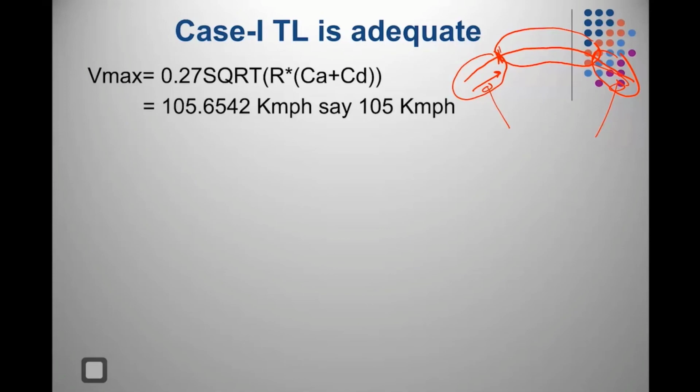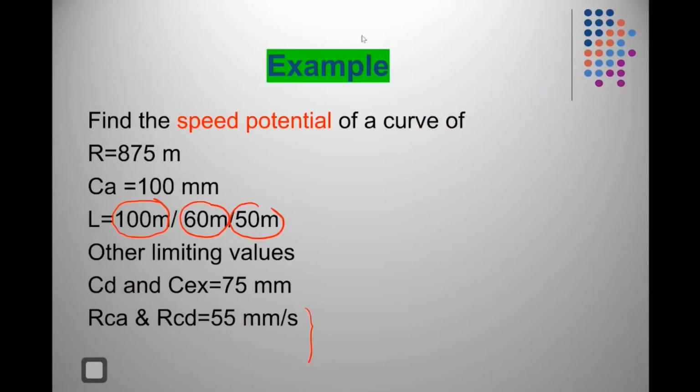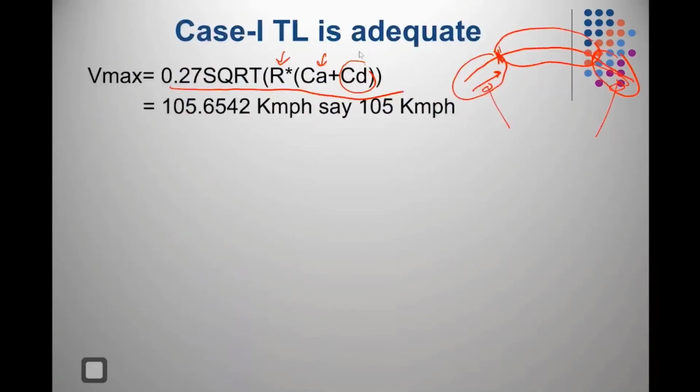Now for circular portion of the curve my speed potential is going to be 0.27 square root of R (Ca + Cd). I know R, I know Ca, और मैंने मैक्सिमम cant deficiency ले ली, जो इस केस में हमने लिया है. Cant deficiency हमने 75 लिया है. So for 75 cant deficiency I calculate the speed potential and find that सर्कुलर पोर्शन ऑफ द कर्व के लिए मेरी स्पीड 105 kmph हो रही है. ठीक है ना, ये exactly 105.6542 आ रहा है. तो मैंने कहा कि 105 है.